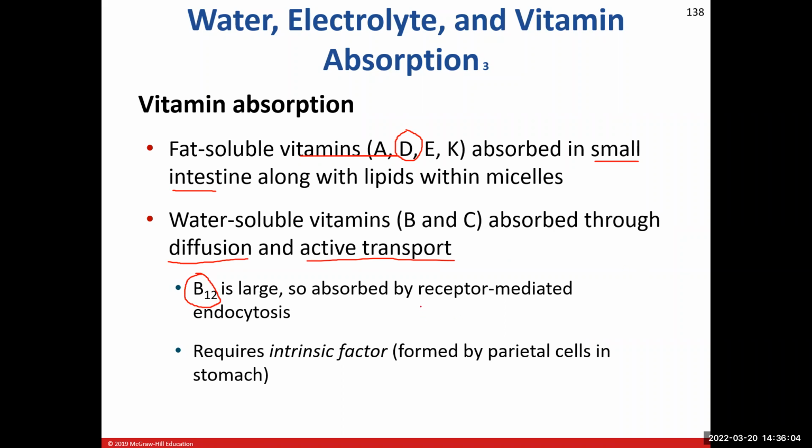And we are going to require receptor-mediated endocytosis, and we need the help of intrinsic factor for vitamin B12 absorption. Intrinsic factor is made in the stomach by the parietal cells.